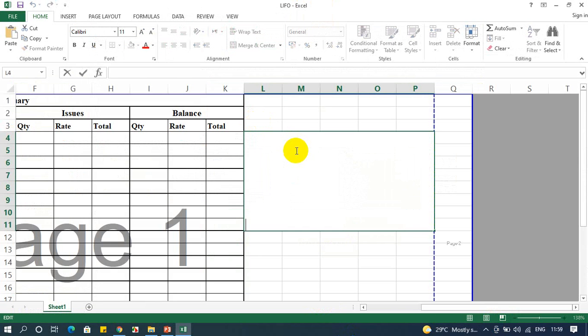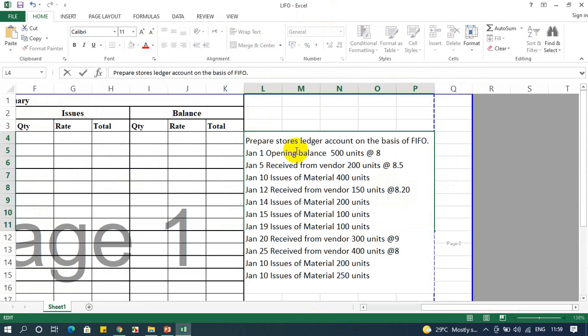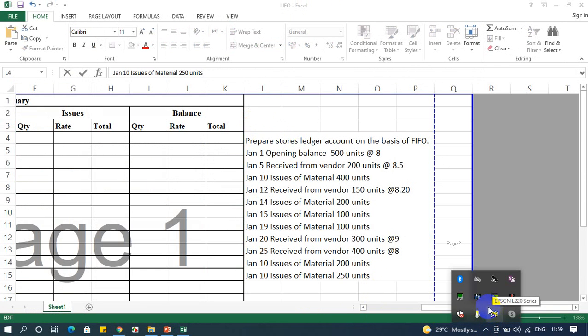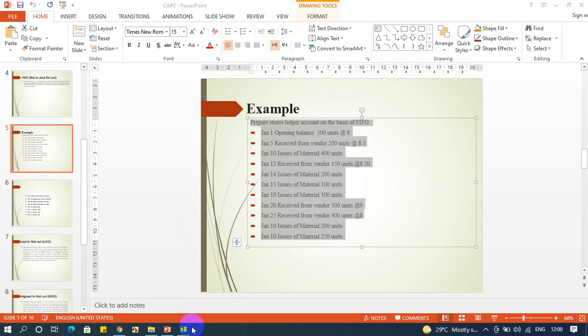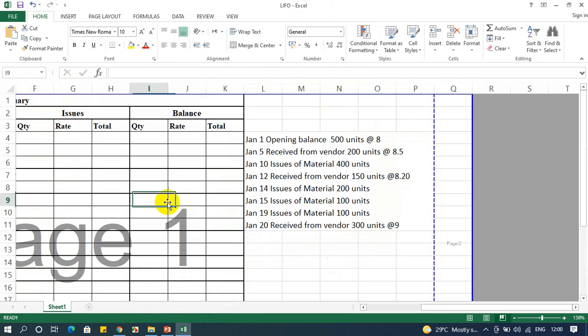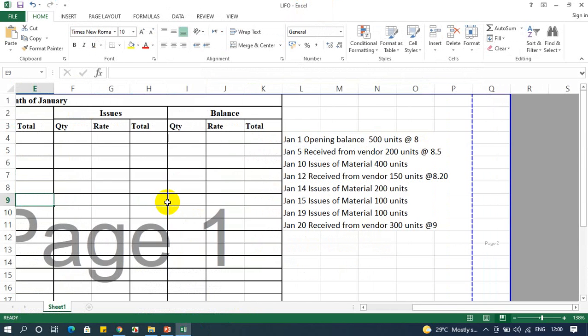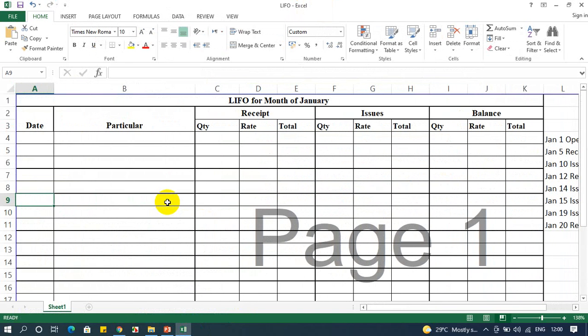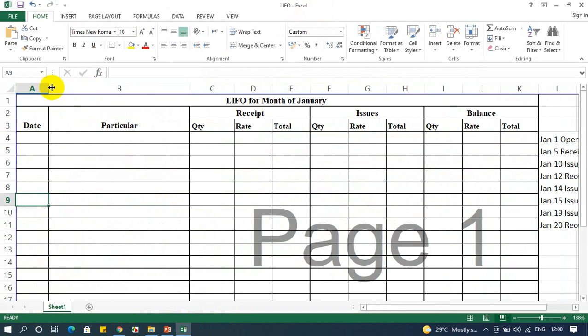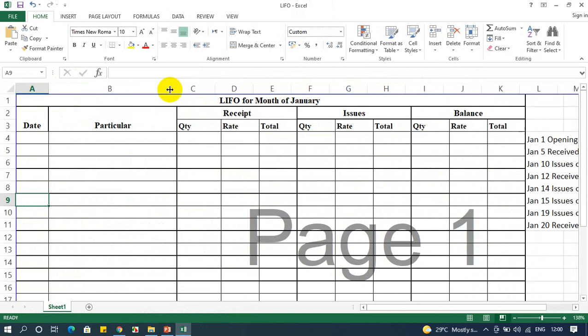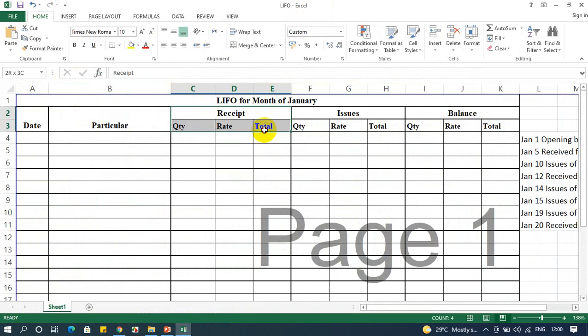For this purpose we need to solve it. We'll discuss this example in the Excel sheet, how to apply the LIFO method under the same situations. This is the format. In the first column we have date, in the second column particulars, and in the third we have receipts, with three columns: quantity, rate and total. Then we have issues: quantity, rate, total, and then balance: quantity, rate, total.